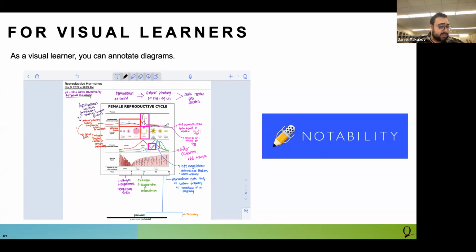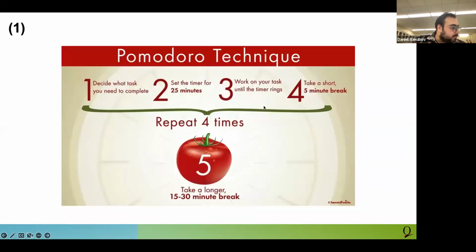So, let's brush along into the other slides quickly. We have a few more left, so we should be done soon. So we have the Pomodoro technique. This is a way that you can study for classes while you're studying for classes.